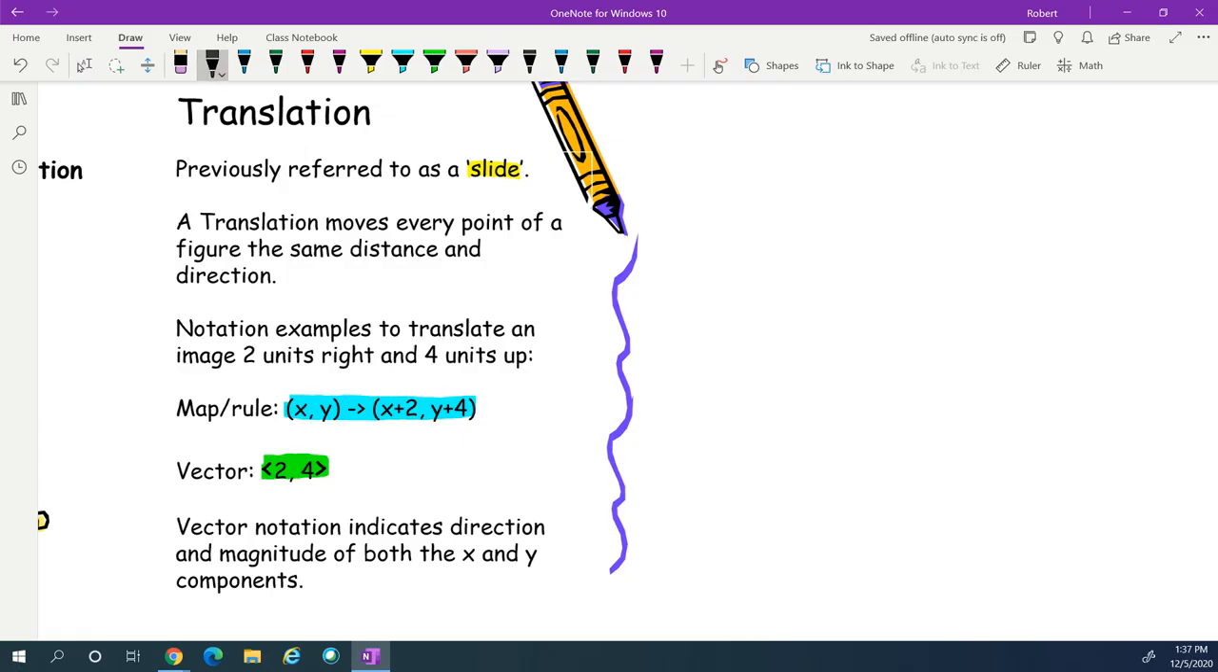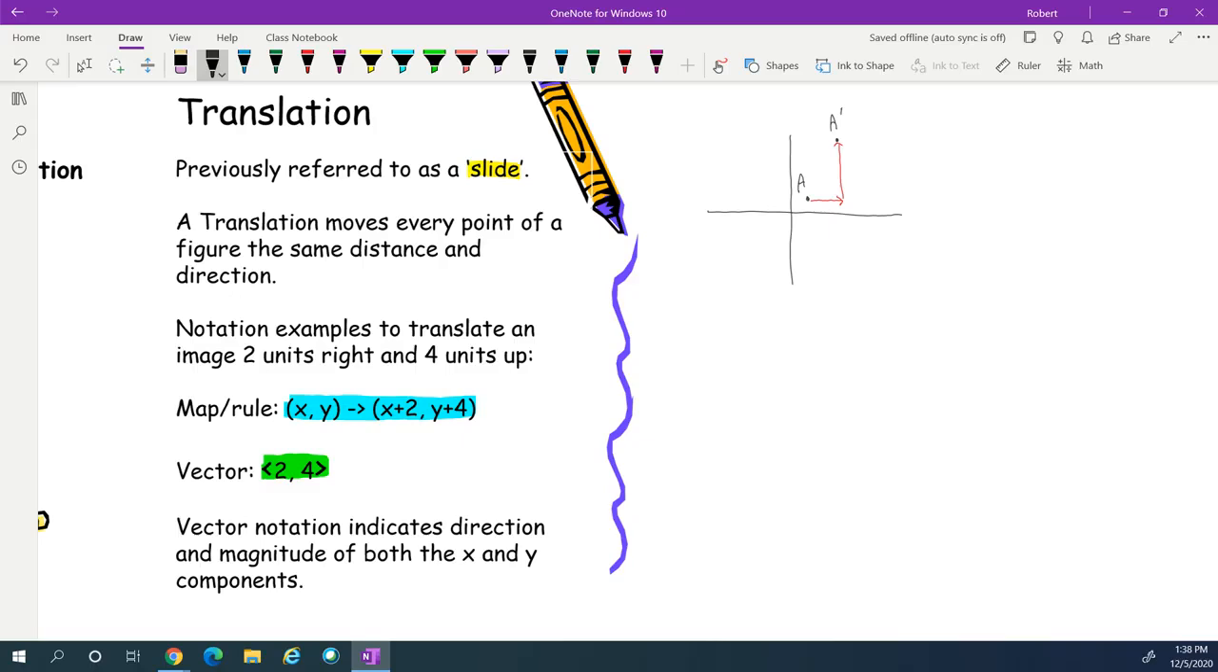Let's imagine again that we're on a coordinate plane. And we're going to take a point called A. And I'm going to move that point over 2 units and up 4 units. And it's still the same point. It's just in a new spot. So we're going to call it A prime.